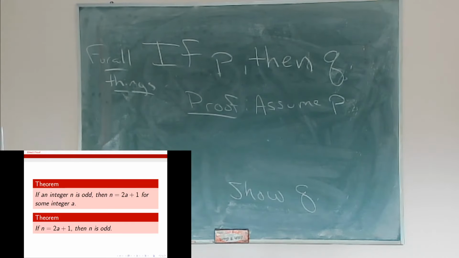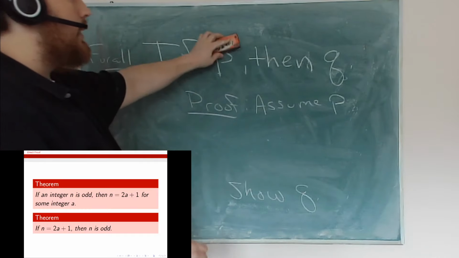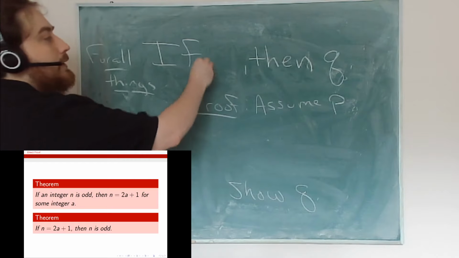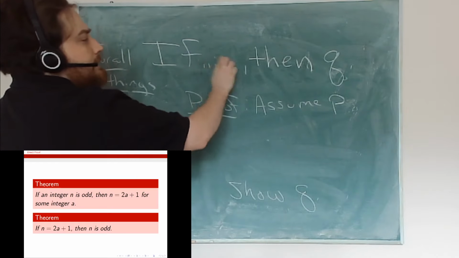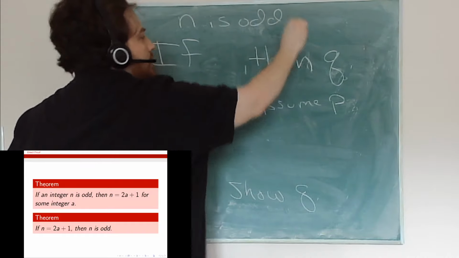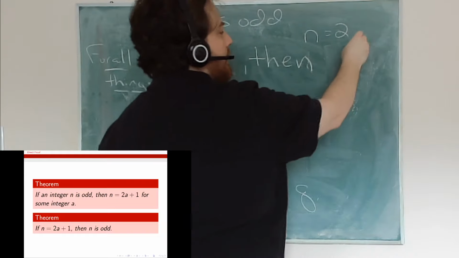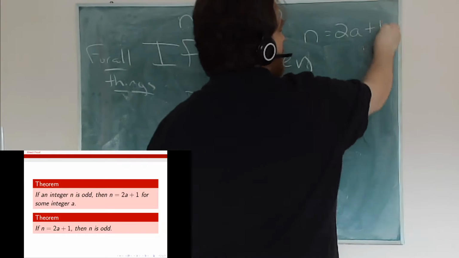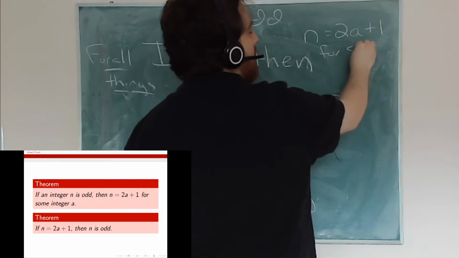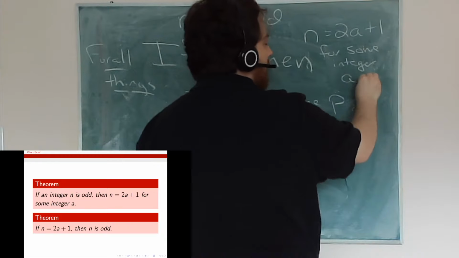All right. If not, then in this case, what we wanted to do is say that if n is odd, then n can be written as 2 times a plus 1 for some integer a.